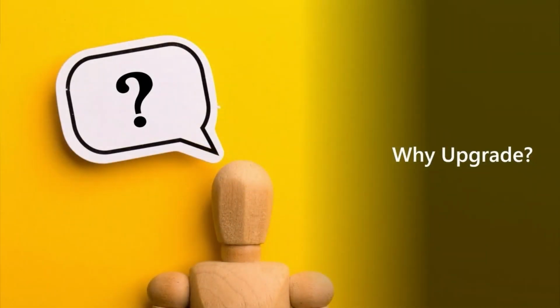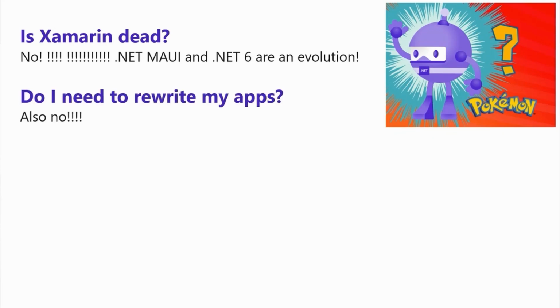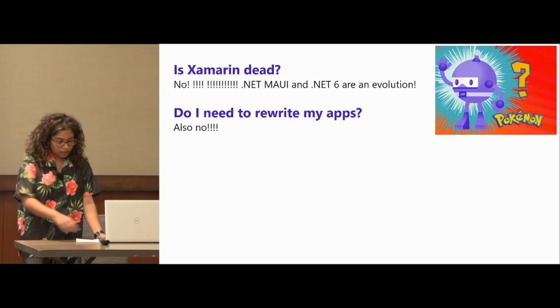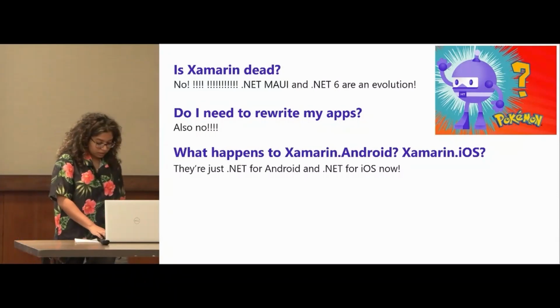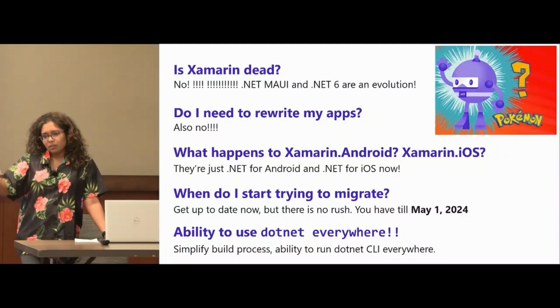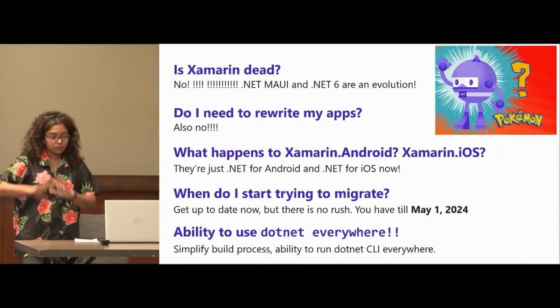So the biggest question is, why even upgrade? Like Xamarin's, well, David said we have support till 2024 now, right? So why even bother upgrading? This I stole from Maddie. Is Xamarin dead? No, it's the next evolution. So .NET MAUI and .NET 6 are the next evolution. Next question, do I need to rewrite my apps? Unless you are Luz, who was a self-proclaimed, she just wanted to rewrite her app, you don't actually have to rewrite your app. What happens to Xamarin Android, Xamarin iOS? They're going to be .NET Android, .NET iOS. All good, nothing's disappearing. So why try to migrate? There's no super big rush on it, but there are advantages to getting on it as soon as you possibly can, and that's subjective. Whenever you all feel comfortable, you can start doing it.